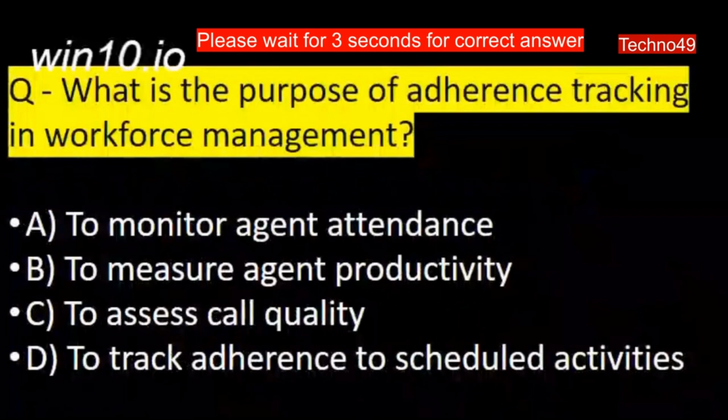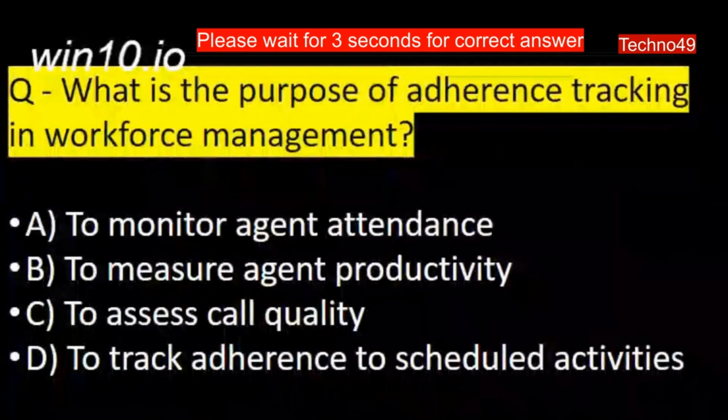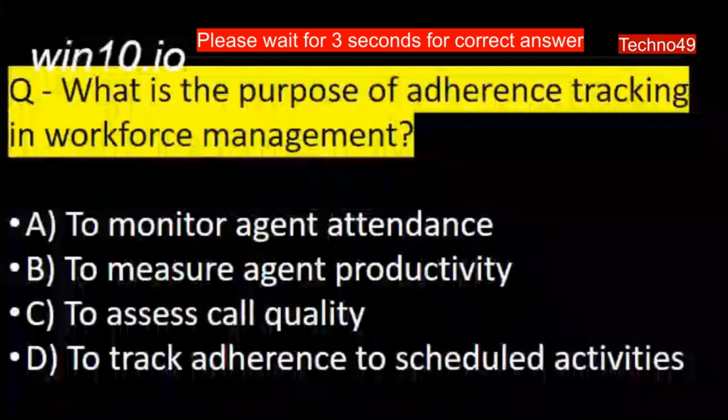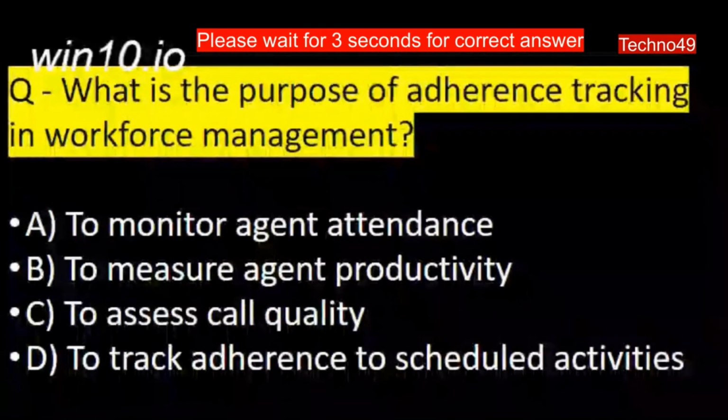Next question we have, what is the purpose of adherence tracking in workforce management? Option A, to monitor agent attendance. Option B, to measure agent productivity. Option C, to assess call quality. Option D, to track adherence to scheduled activities.